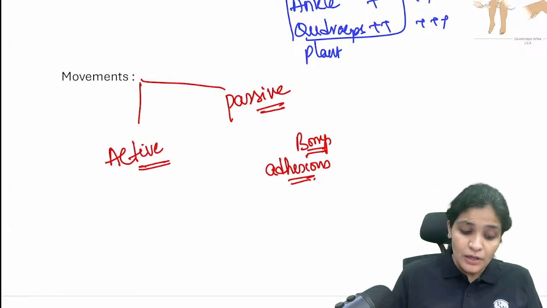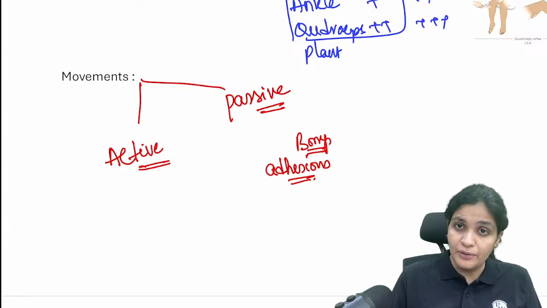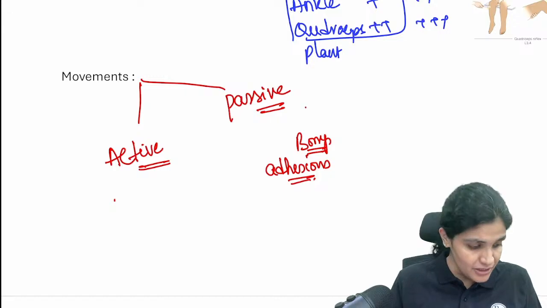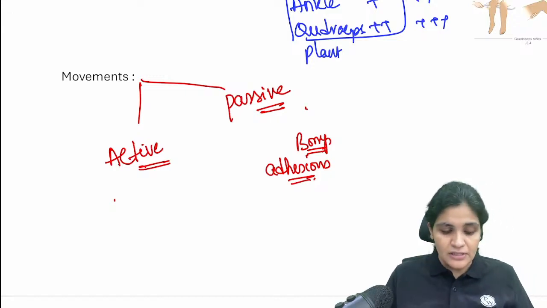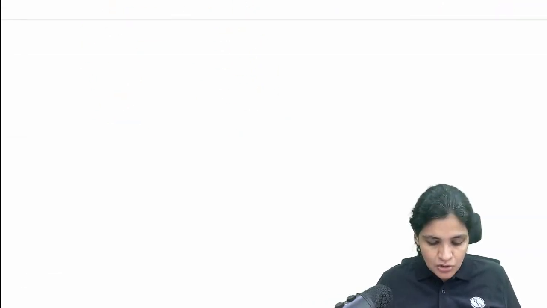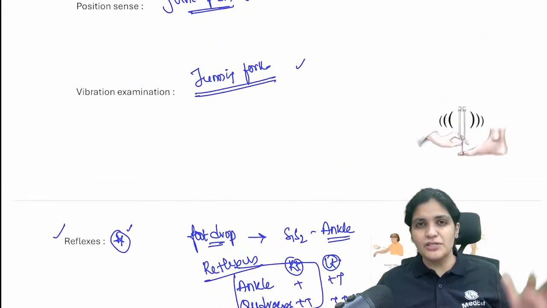So you have to put up both. You are going to test the active movements, and then test the passive movements, and document both, right? This is how you complete the movements. So that is how we will test. So this is the pro forma.